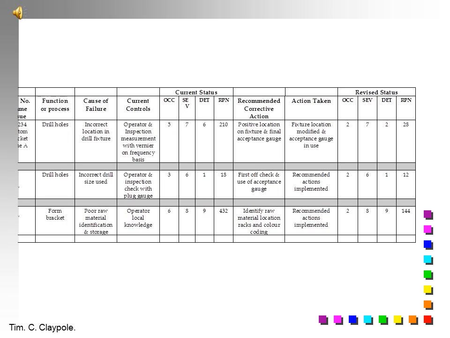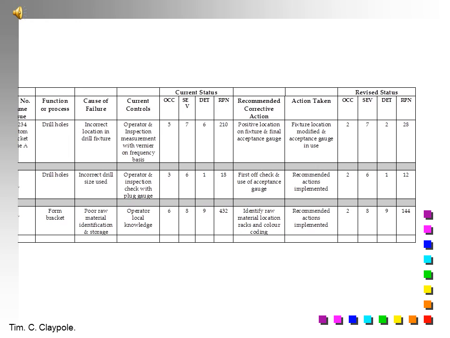So how can we adjust these things? Well, in the first case, the drilling of the holes in the wrong place, if we use a positive location on the fixture and a final acceptance gauge, then we know that the holes are in the right place and of the right size. We reduce the risk of occurrence down to 2, the severity is still the same, and the risk of detection has dropped quite significantly. So we know that we have a good component, so the risk priority number has dropped to 28.